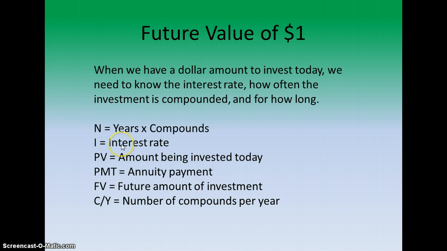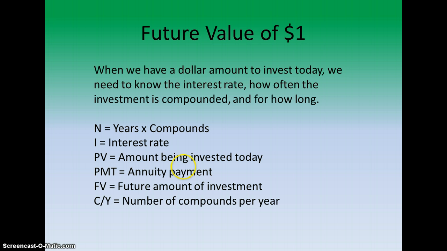Our interest rate is our interest rate, and when we put it in the calculator, we put it in as a whole number. So if it's 5%, we just type in 5. We don't type in 0.05. The present value is what we're investing today. The annuity payment we'll get to in the next lesson. For right now, we set that to 0, because we're not going to talk about annuities just yet. We have to master the future value of the dollar problem first. The future amount of the investment is what we're going to solve for.